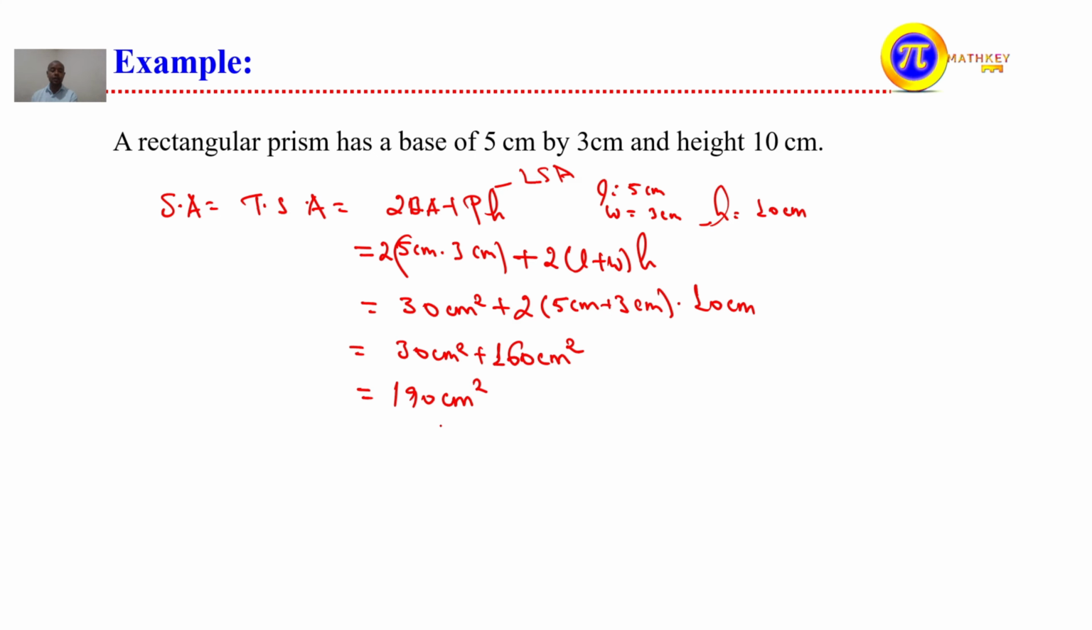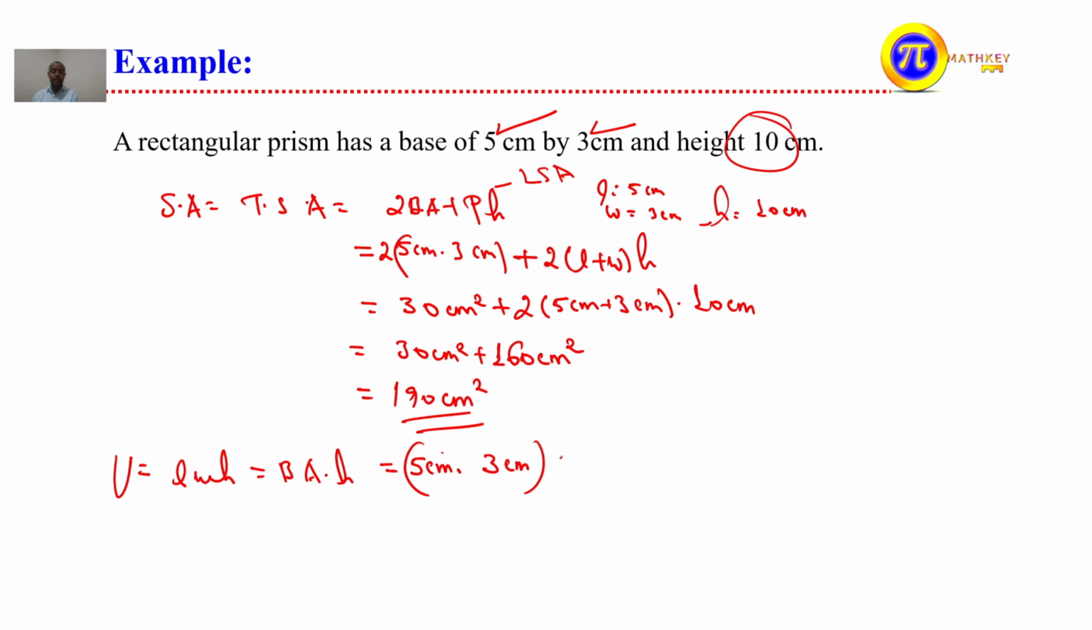This is the total surface area of this rectangular figure with base 5 by 3 and height 10 centimeter. So what is the volume of this rectangular figure? Length times width times height. Or we can say base area times the height of this rectangular figure. What will the base area be? Length times width. That means 5 centimeter times 3 centimeter as we did before, times the height H, that is 10 centimeter.